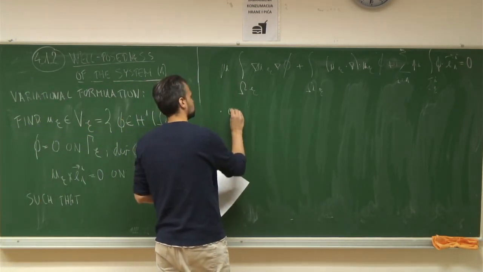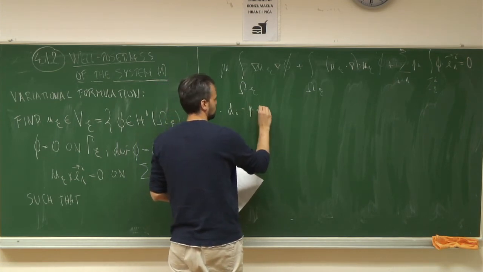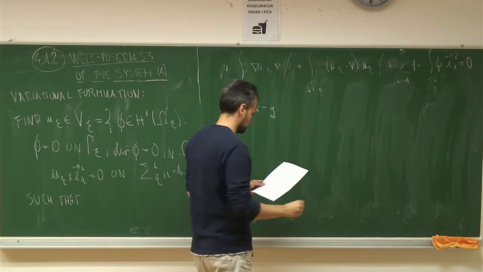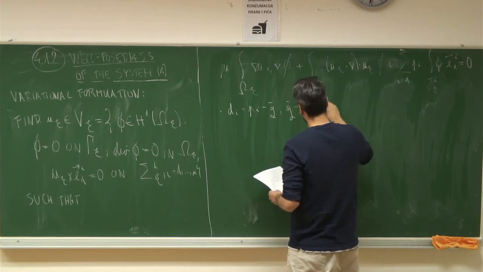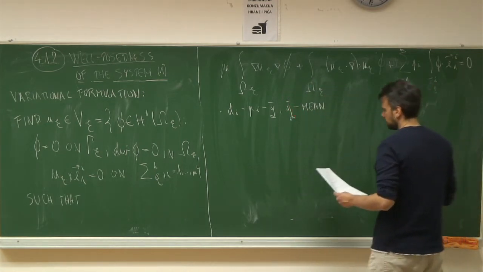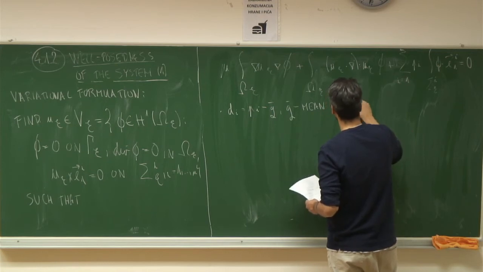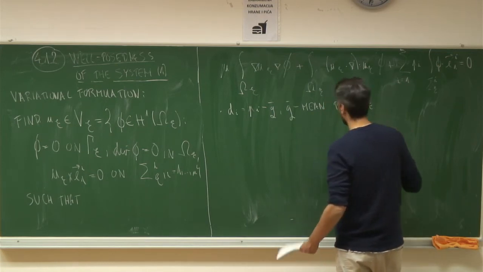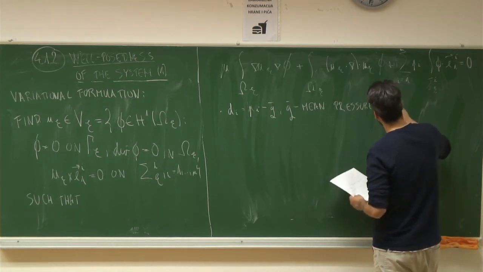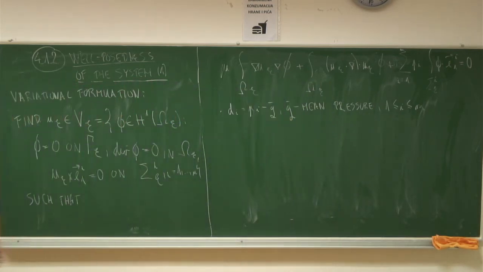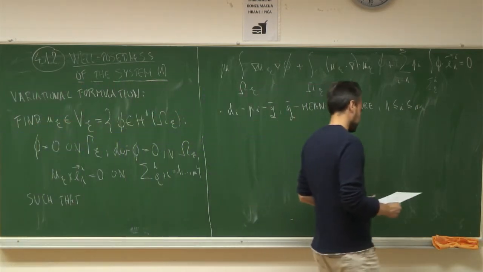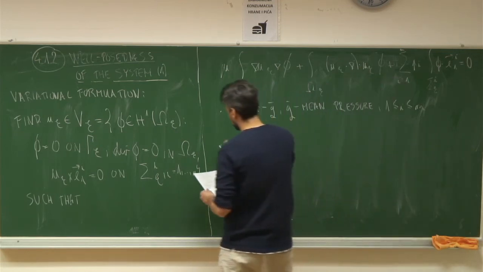I will introduce this di, which is pi minus q, q being the mean pressure. I will mention this a bit later, so mean pressure. You will see why this is important. So the result is obtained by using the Banach fixed point theorem. So let's see the assumptions. So we have the following theorem.